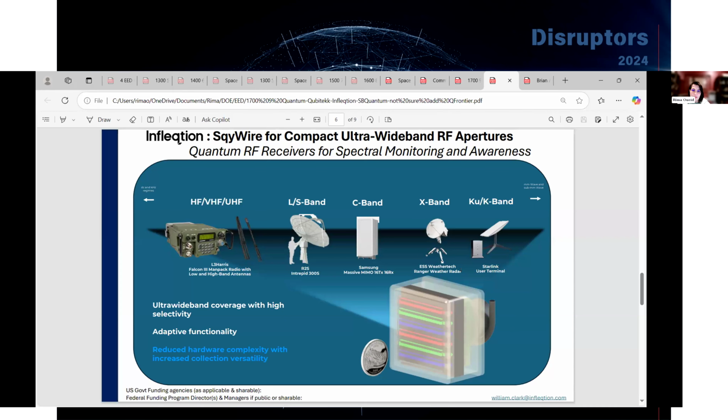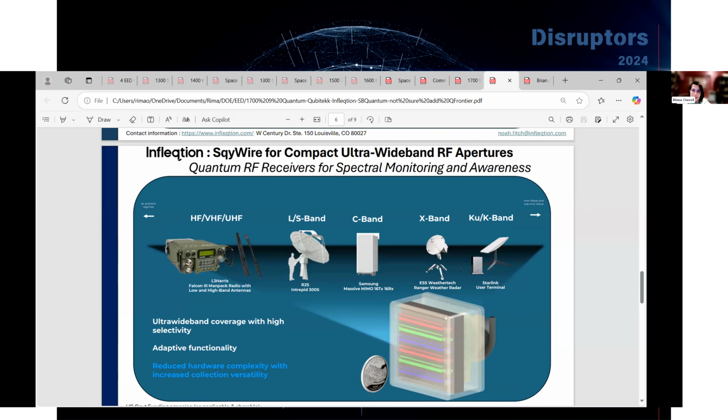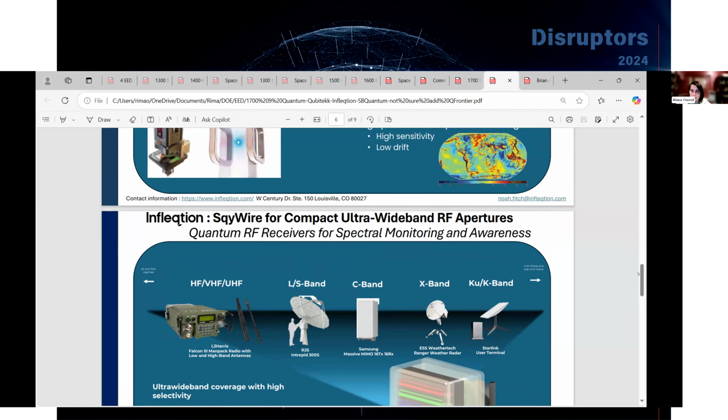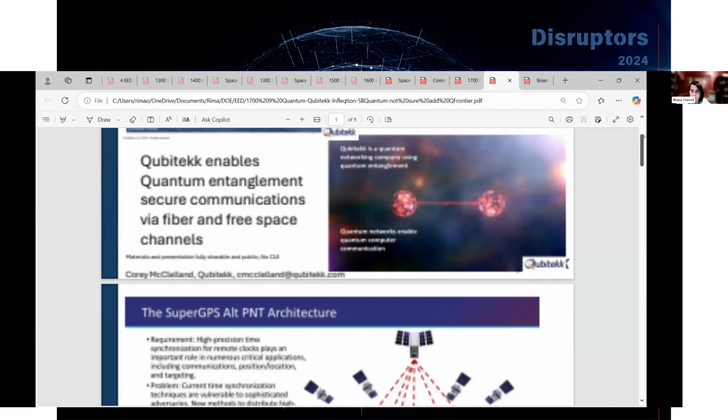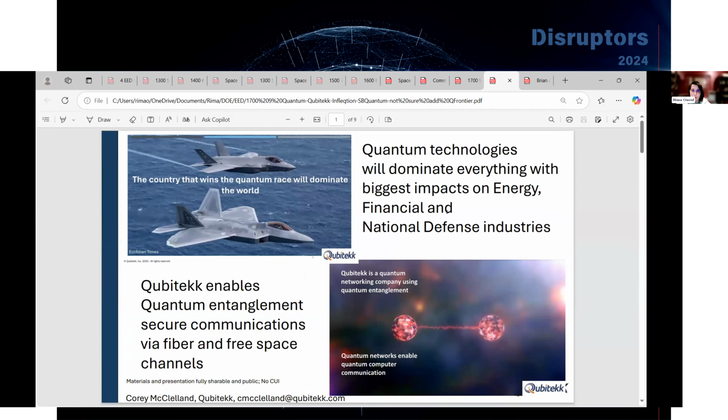Yeah, no, I think that the work that you're going to see from these companies today have many dual purposes, multi uses. Again, the same sensor just applied in different use cases, which is really exciting. Why don't we go to Qubitekk next, because I was going to have them go first originally. Corey, do you want to introduce yourself and take it away? I saw you were online.